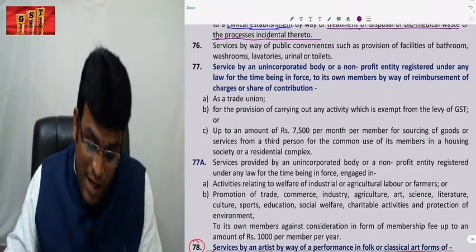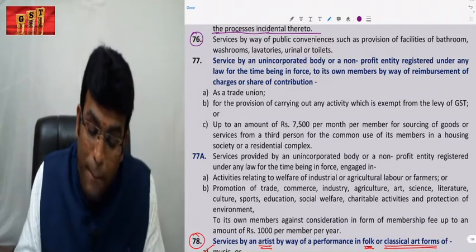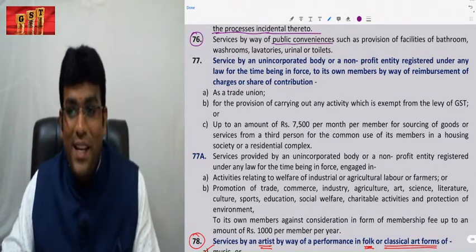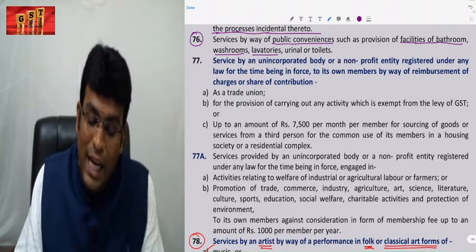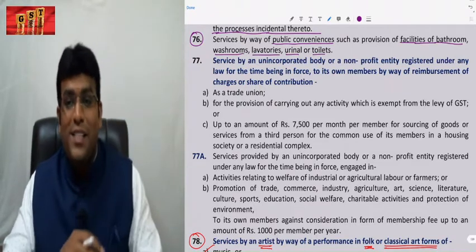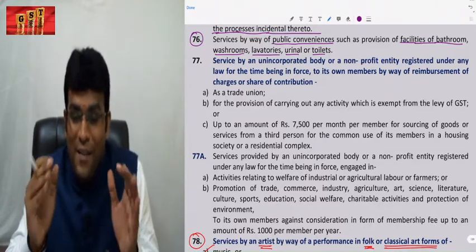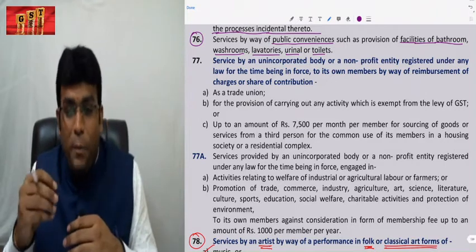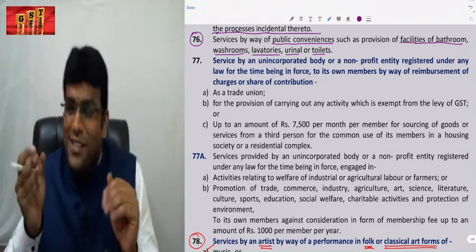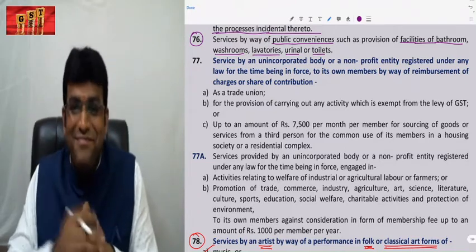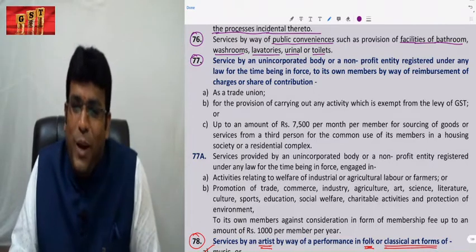Then 76th point, services by way of public conveniences such as provision of facilities of bathroom, washroom, lavatories, urinals or toilets. Practically we find this facility of bathroom, washroom, lavatories, urinals and toilets, for which we need to pay some charges to use, and on those charges GST will not apply.